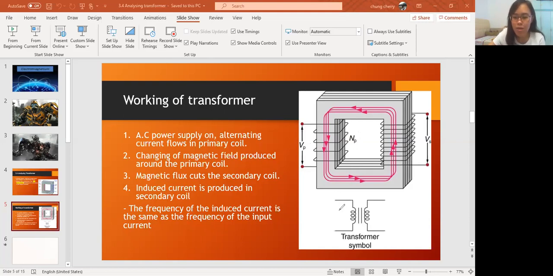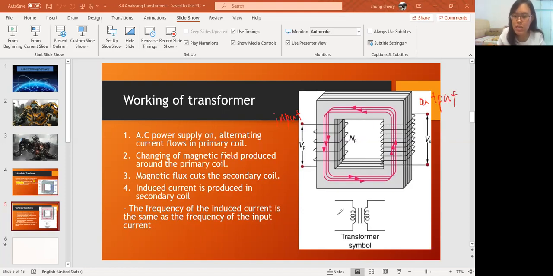Then after that, the changing of the magnetic field, because here the current will produce a force. This force is cutting the magnetic flux in this transformer, which is connected to the secondary coil here. Because there is a cutting of the magnetic flux in the secondary coil, it will induce current. The induced current is either increased or decreased, depending on what type of transformer is connected. If it's a step-up transformer, it increases the voltage at the terminal output. Usually this part we will call input, and this one will be output.